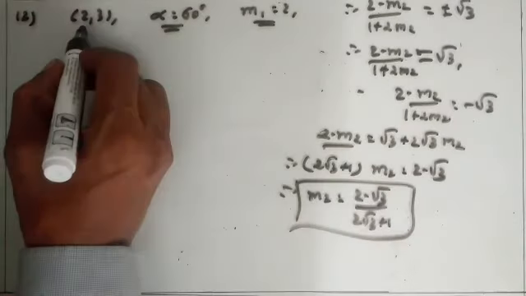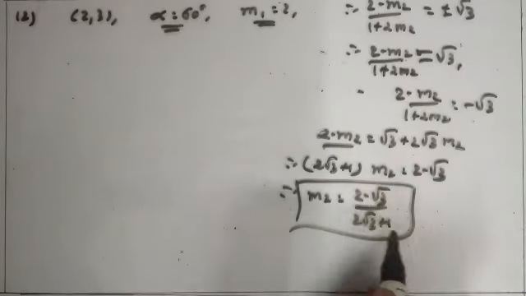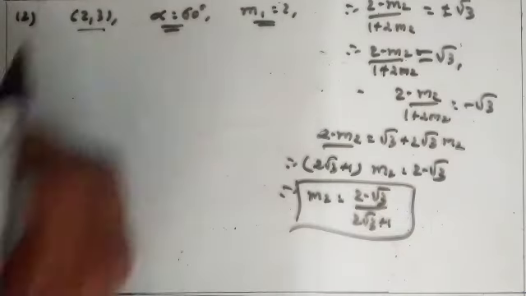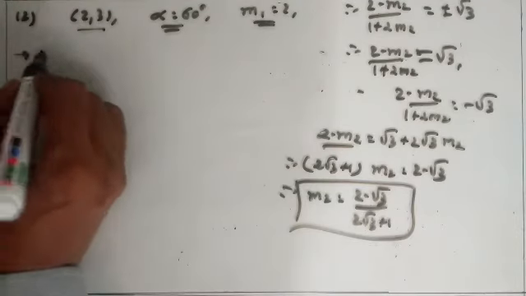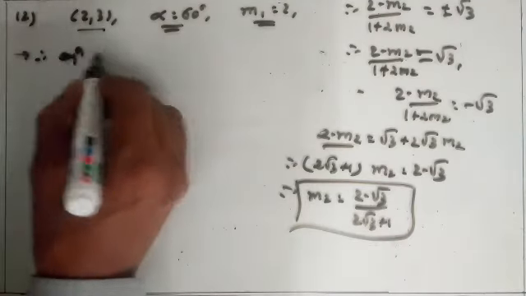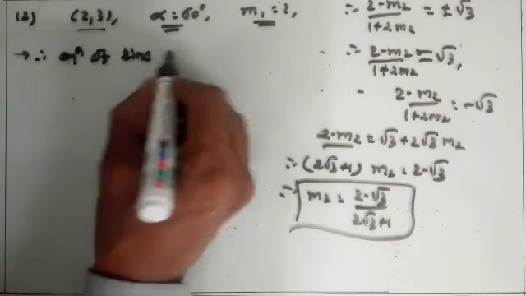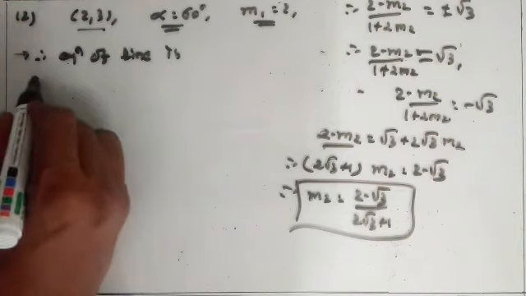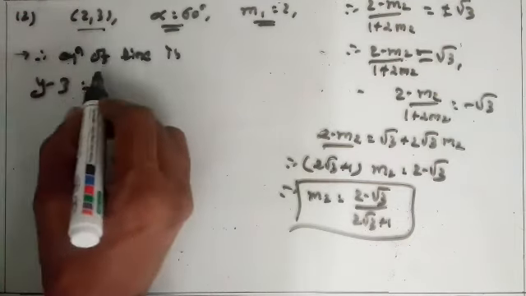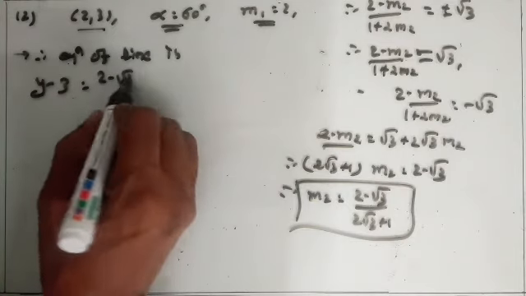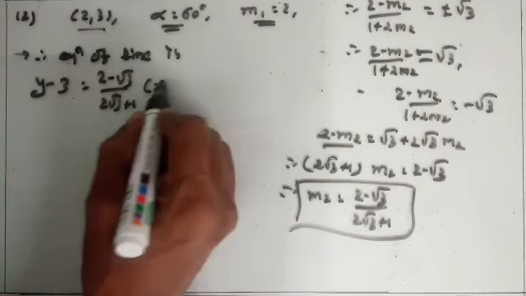Now using slope (2 minus root 3) upon (2 root 3 plus 1) and a point, we get the equation of a line. Therefore the equation of the line is y minus y1 is equal to m into x minus x1, where y1 is 3, m is equal to (2 minus root 3) upon (2 root 3 plus 1), and x1 is 2.